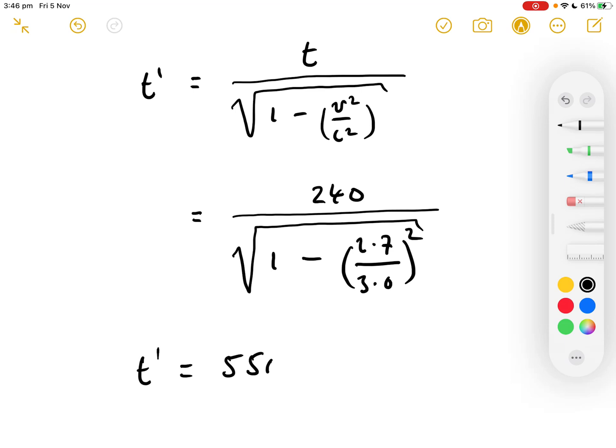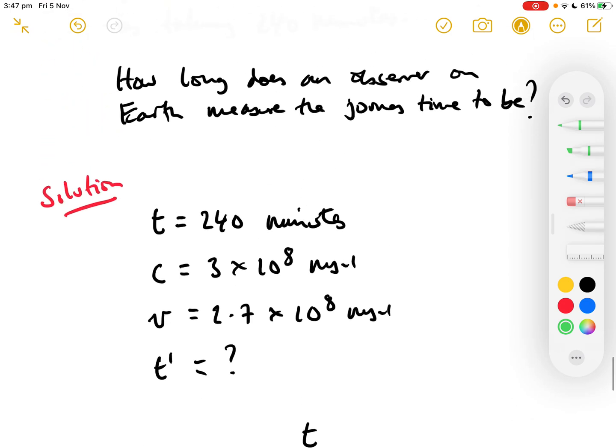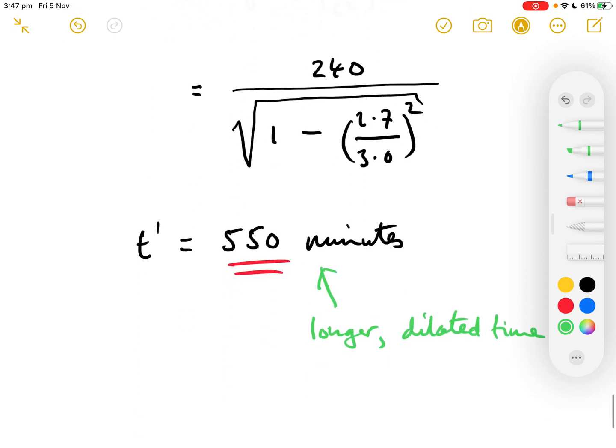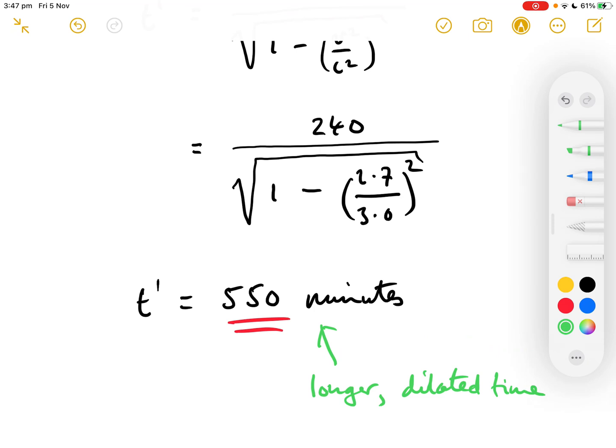Now when you work all of that out, check this on your calculator. You should find that the chap on Earth measures the journey to have taken 550 minutes. That is the longer dilated time. Okay, and that 240 minutes, of course, is what we call the proper time. So you've got to really accept that the proper time in these problems is the time measured by the chap in the spaceship. It's the dilated time that's measured by the chap back on Earth.